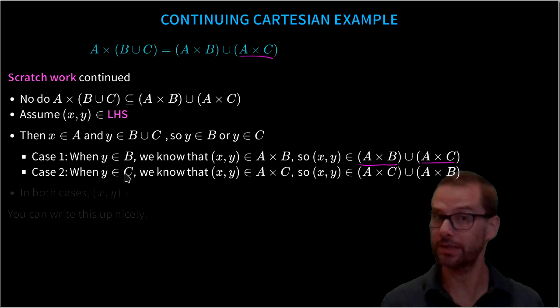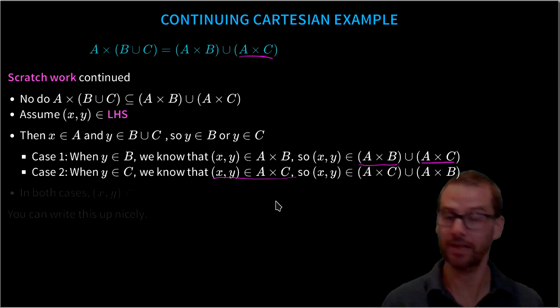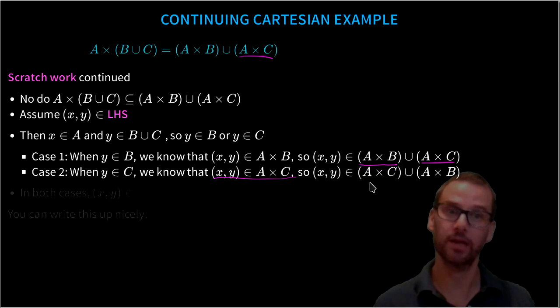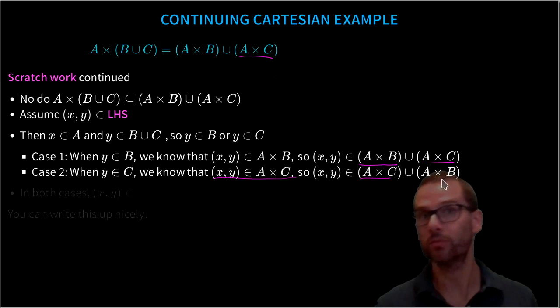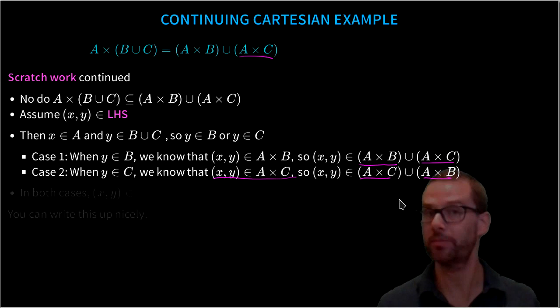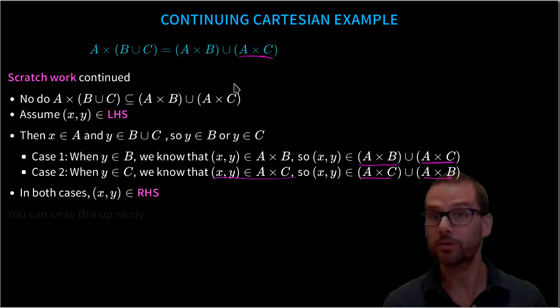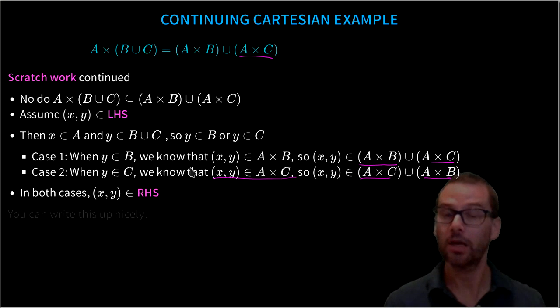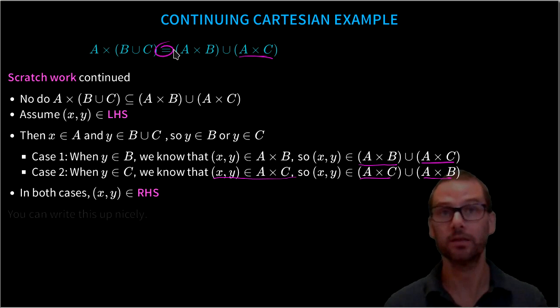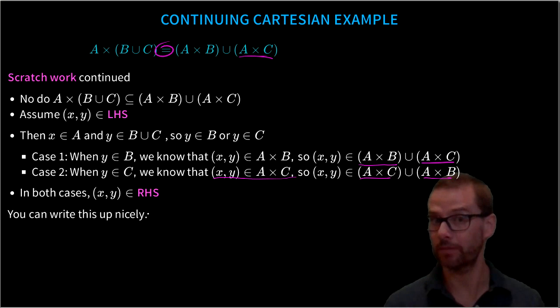Similarly, when y is in C, then we know x is in A, y is in C, so x, y is in A times C. And then x, y is in A times C union whatever else we want. So again, we pick the useful set here. So in both cases, x, y is in the right-hand side, which is just what we need, because we've shown that if x, y is in the left-hand side, then it's in the right-hand side. And so we've proved both inclusions, so we've shown that these sets are indeed equal. So we just have to write it up nicely.